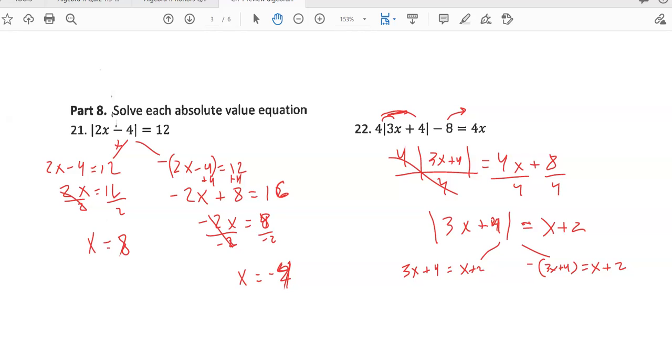On this one, I'm going to subtract x, I get 2x. I'm going to subtract 4, I get -2. Divide by 2, I get x equals -1. Great idea to check that answer and see if it works.